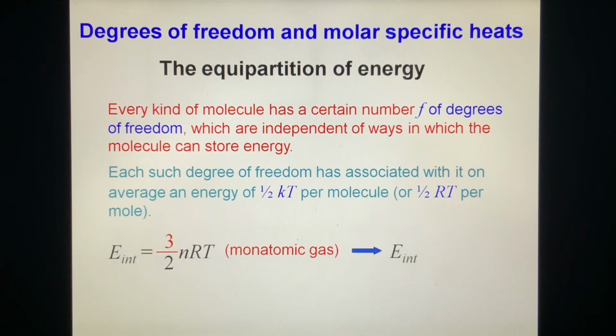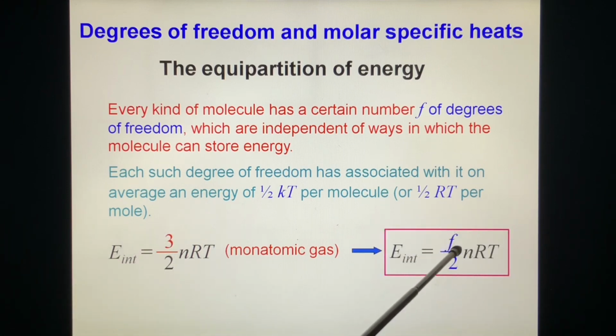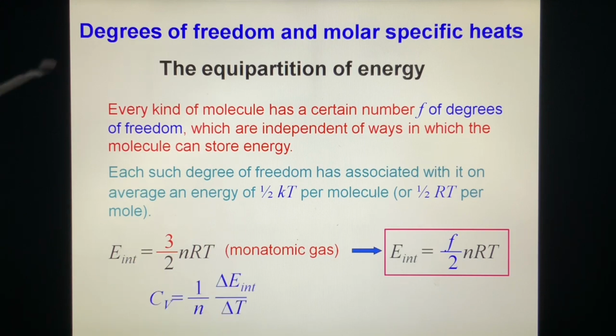Okay, and we extend this one, which will say the internal energy for any gas equals f over 2 nRT. We replace 3 with f, where f is the degrees of freedom of the gas, and CV equals 1 over n times delta E over delta T. So we do this one, we find CV equals half fR. R is 8.31, so it is 4.165 f. This is energy.